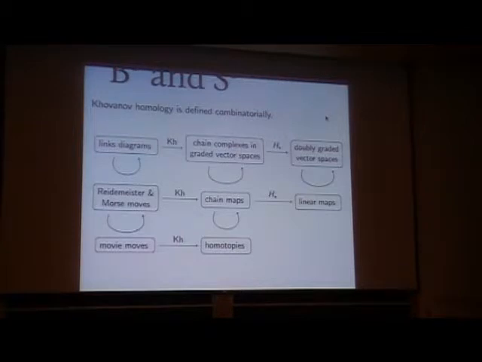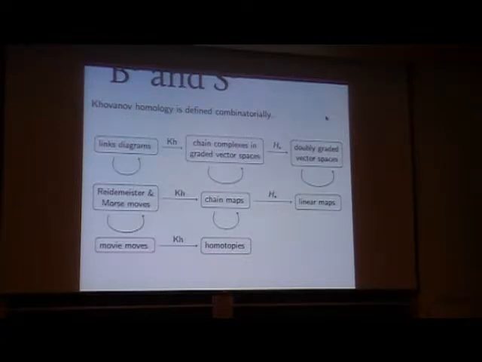So here's the simple-minded version of what Khovanov homology is. It's defined combinatorially. So given a link diagram, it tells you how to associate a particular chain complex of graded vector spaces. Given a Reidemeister or Morse move, it gives you a chain map between those chain complexes. And given a movie move, that is a way of going from one presentation of a surface by Reidemeister and Morse moves to another presentation of that same surface, Khovanov homology constructs a homotopy between those chain maps.